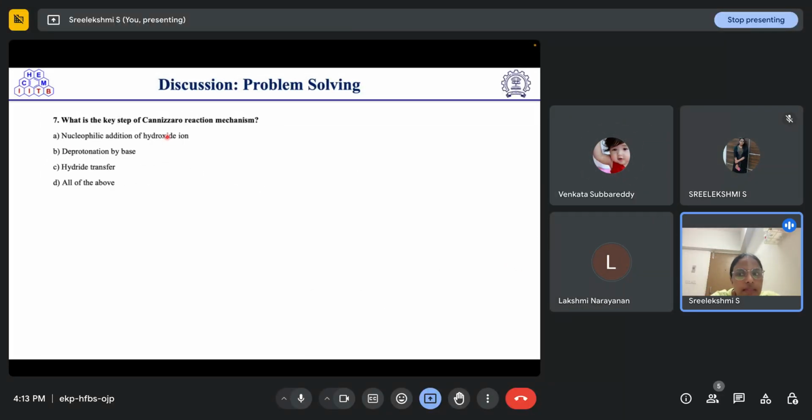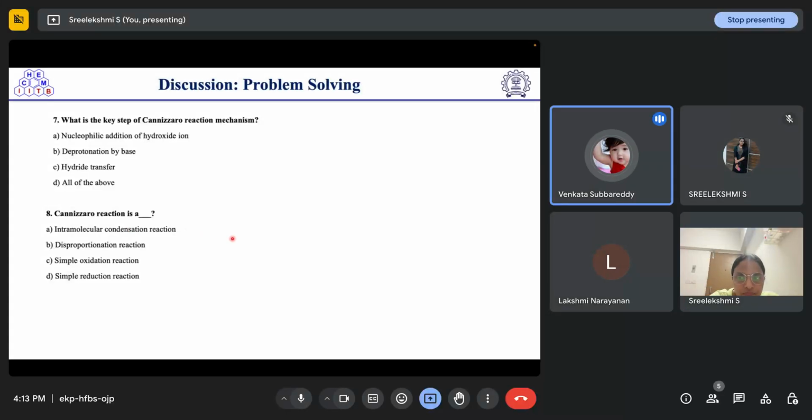Okay, so these two are the answers: nucleophilic addition and hydride transfer are the key steps in the Cannizzaro reaction. And so it is basically which type of reaction: condensation reaction, disproportionation reaction, oxidation reaction, or reduction reaction? Disproportionation reaction. Yes, disproportionation reaction.